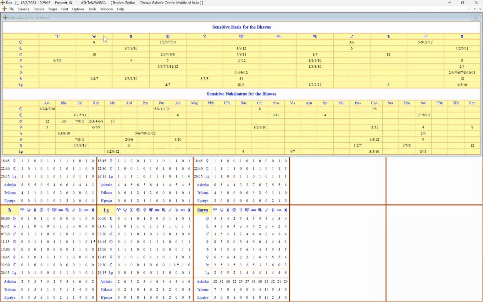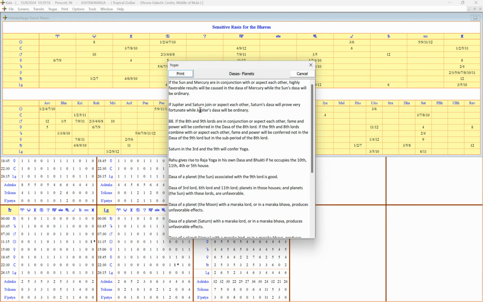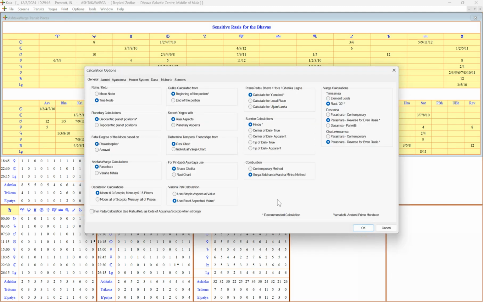So essentially you can go over to Hita yogas, dashas, planets, and see if Jupiter and Saturn join or aspect each other. Saturn's dasha will prove very fortunate, while Jupiter's dasha will be normal, ordinary. Okay? So you can calculate those type of yoga searches using either Rashi aspects or planetary aspects according to which type of aspects you want to use.